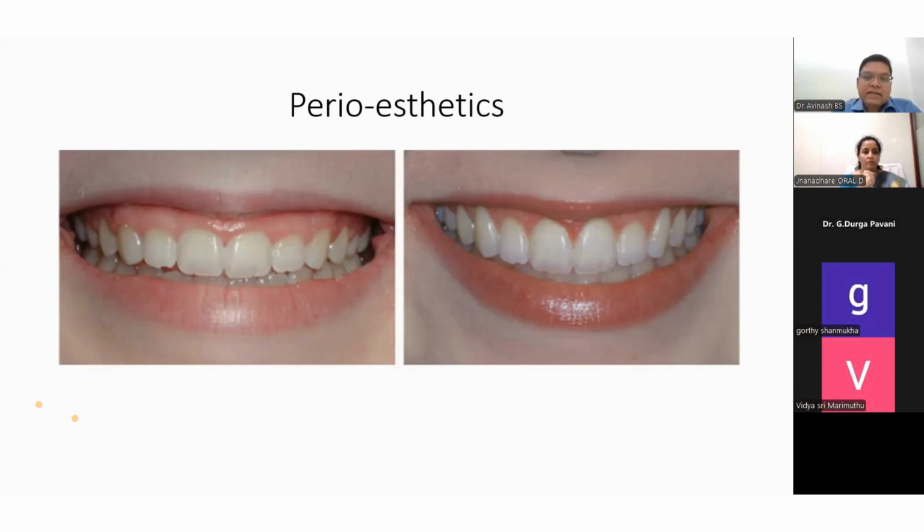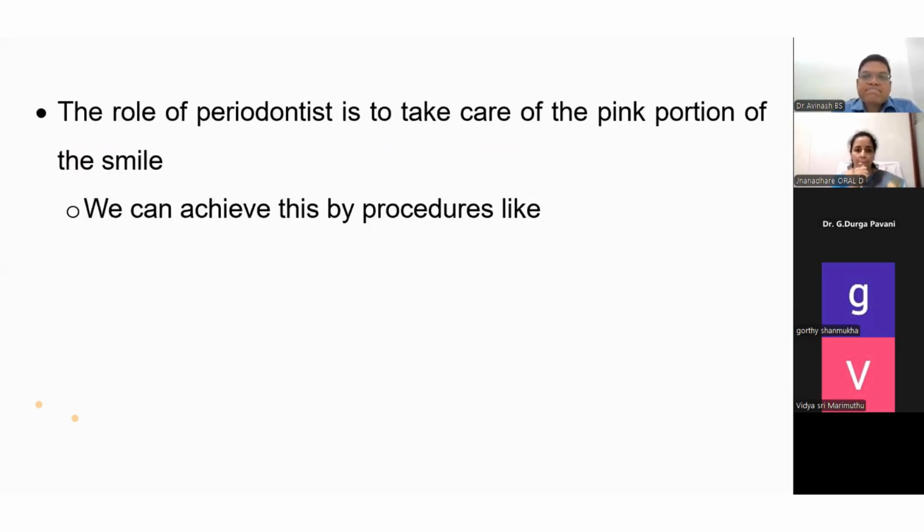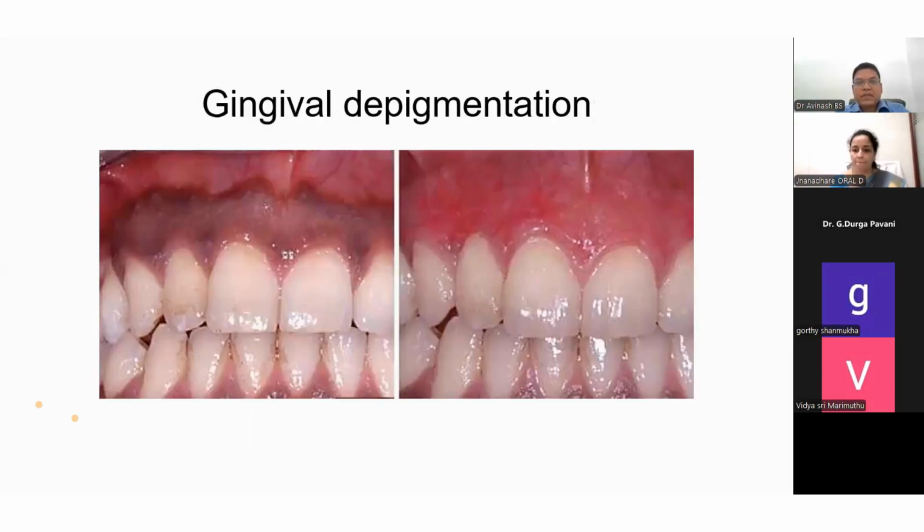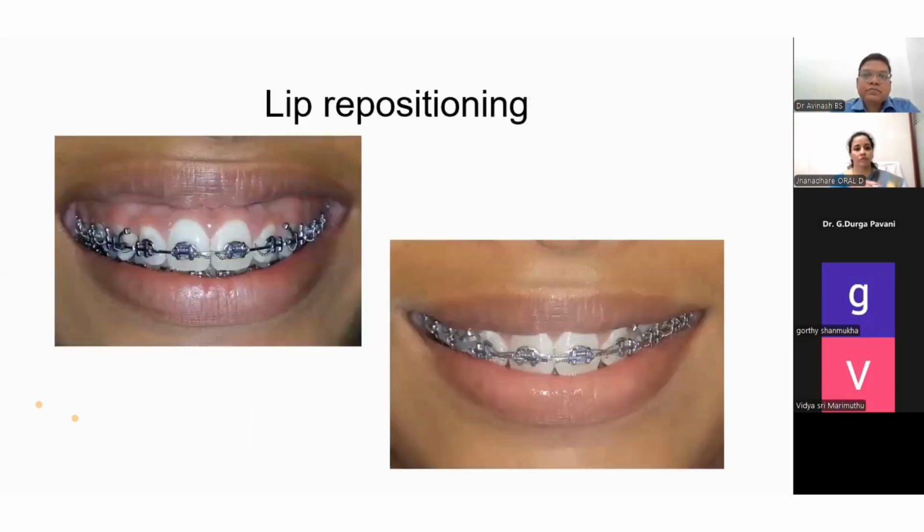There are procedures like aesthetic crown lengthening which can be performed, and procedures like gingival depigmentation, and also lip repositioning to reduce the gummy smile. Whenever it is borderline cases where you can't perform it, or the patient is not ready to get orthodontic surgery done, then lip repositioning is also an option.